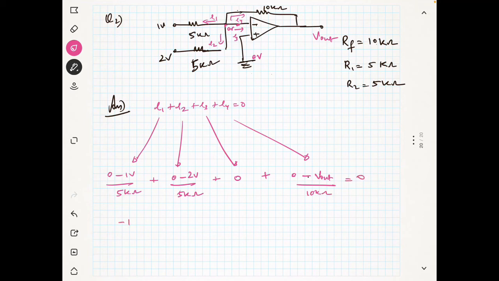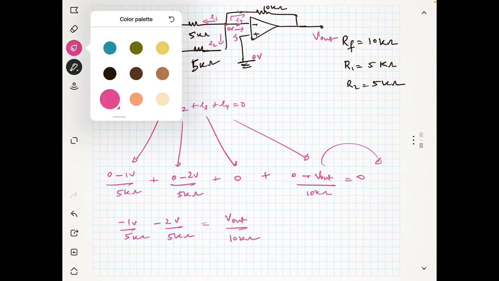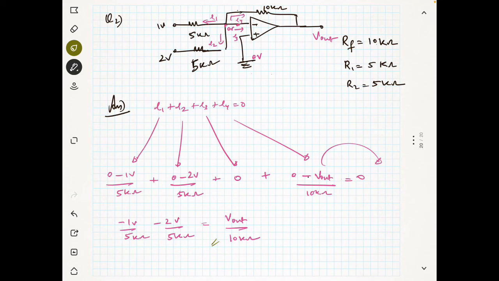Now this becomes minus 1 by 5 kilo ohm minus 2 volt divided by 5 kilo ohm. I will take this to the right side, so it becomes V out divided by 10 kilo ohm. Now I can rewrite the equation. I will write this part first. So V out divided by 10 kilo ohm is equal to minus of 1 volt divided by 5 kilo ohm plus 2 volt divided by 5 kilo ohm. Okay. So what is happening here?